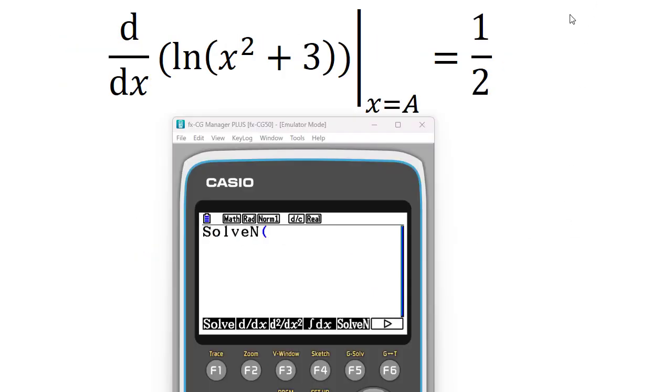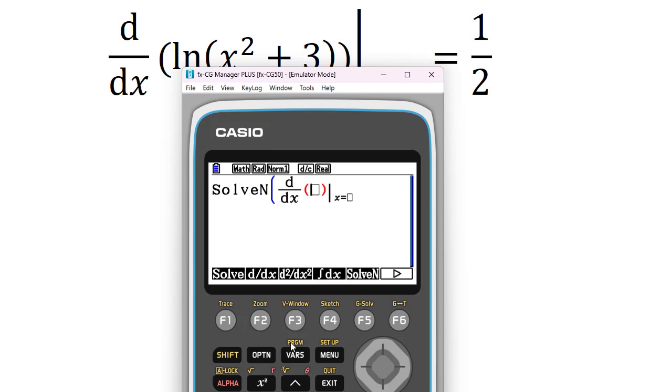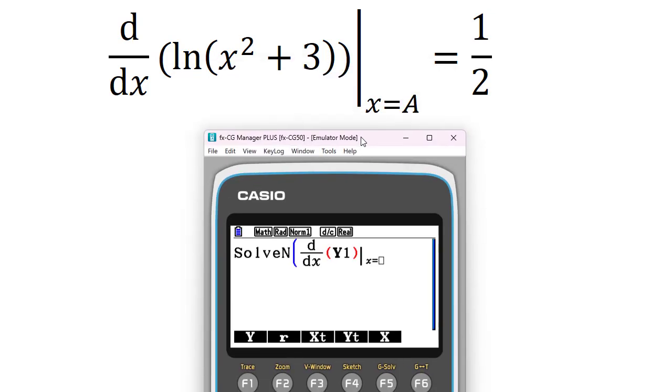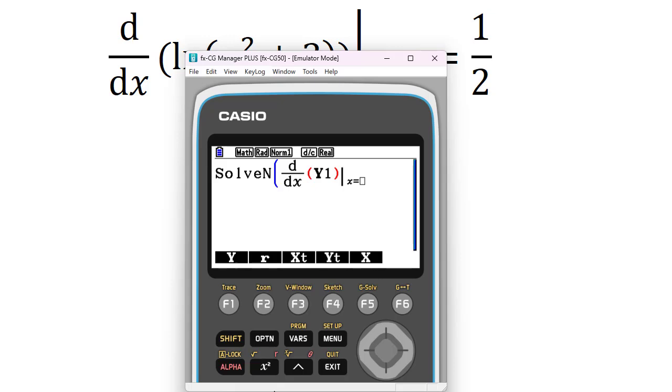Let's do it. So solve_n, d by dx of the function that I've already typed into the graph. So I'm going to go to variables. That is here, variables. It's one of the graph variables, y, and it was the first one. That saves me from having to type it in. Now, I need to type in some x value here.